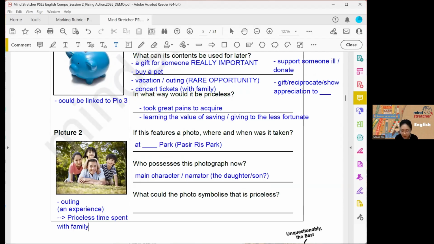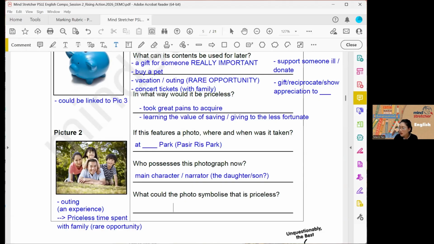Priceless time spent with family. Rare opportunity because maybe the parents are always busy. Okay, they work very long hours. Yes, exactly. Okay. For this one, what could the photo symbolize that makes it precious?